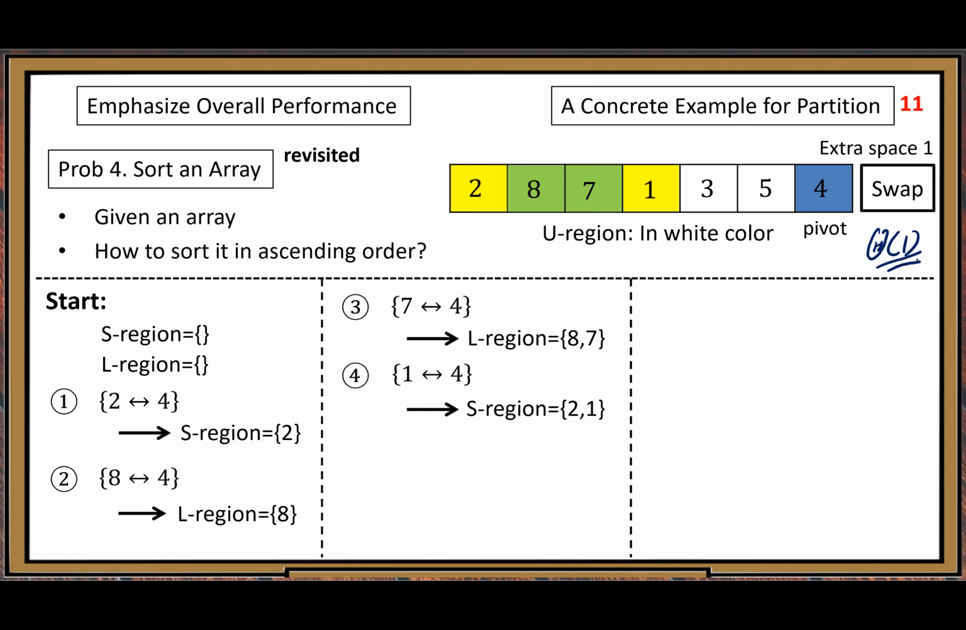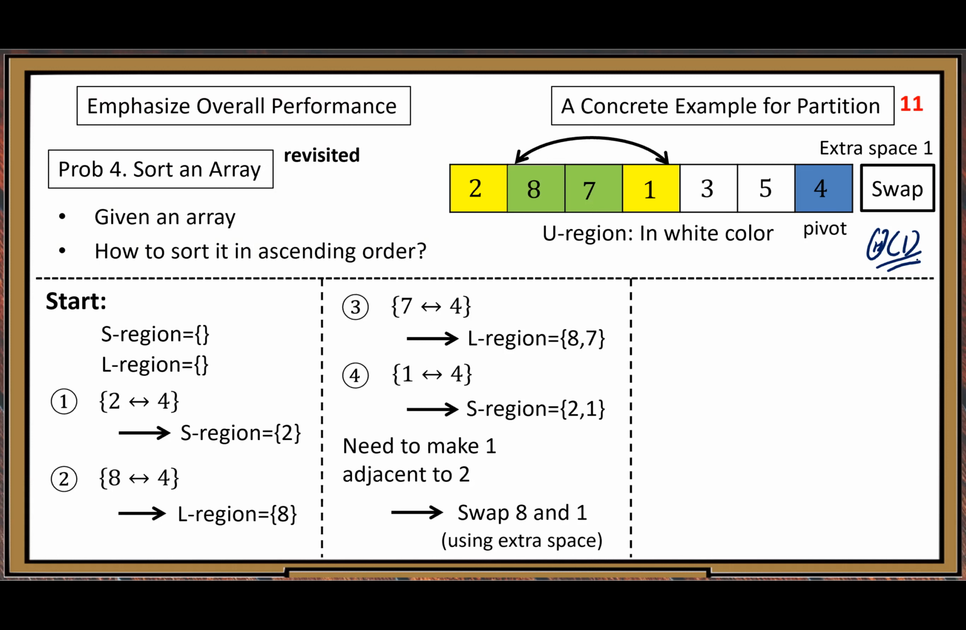So think about what is the easiest way to make 1 and 2 adjacent in that S region. The solution is very simple. If we do one swap operation between 1 and 8, we just swap 8 and 1.